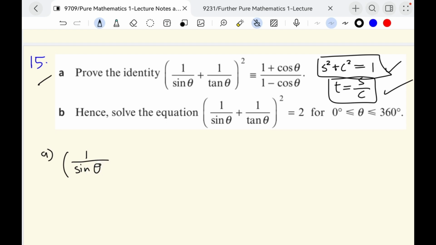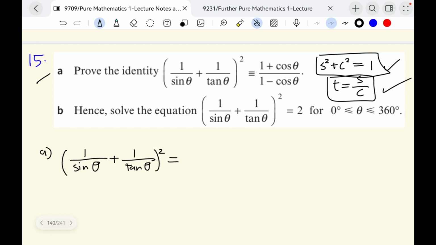So now let's prove (1 over sine theta plus 1 over tangent theta) squared is exactly equal to (1 plus cos theta) over (1 minus cos theta). Usually for proving trigo identities, you must prove from the left hand side to the right hand side, but it's optional, as long as you have successfully proved the identity. For this, I'm not going to expand because this makes me confused. So what I can do is remain it inside the bracket squared. So use the identity tangent theta equals sine over cos.